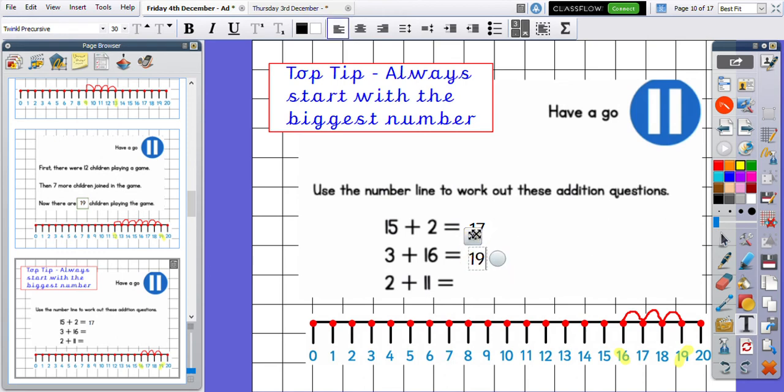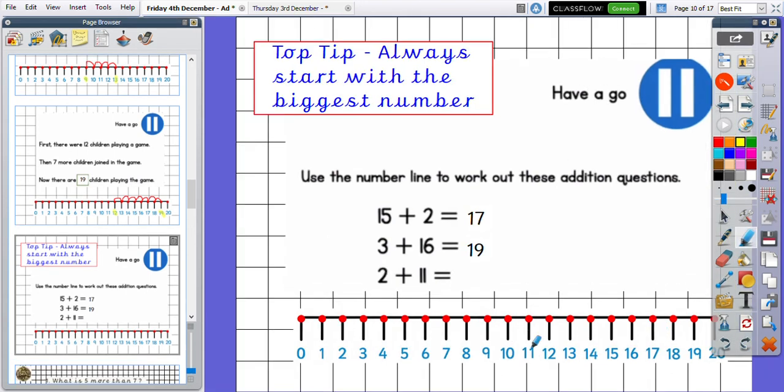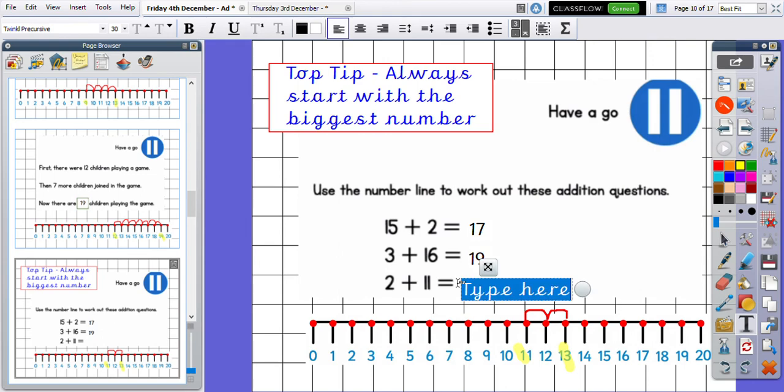Fantastic. Okay, I'm going to let you have a go at the last question all on your own, so you can pause the video now and we will come back and do it all together. Okay, I hope you had a go at that question on your own and you felt confident with it. Now, if I were you, I would have swapped the numbers around. So I would have done 11, add 2. So I would have started with 11 and I'm going to add 2 on. 1, 2. And I end up at the number 13. So I can type in the number 13.